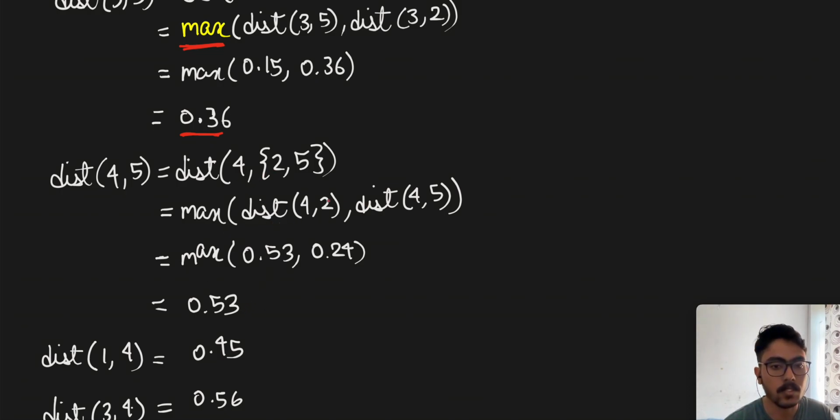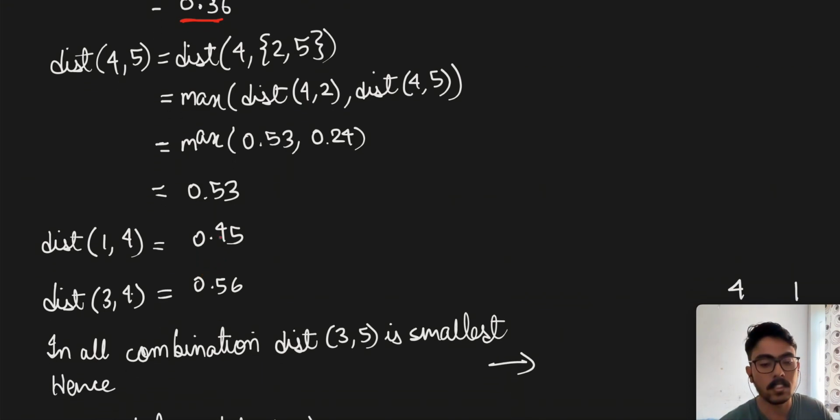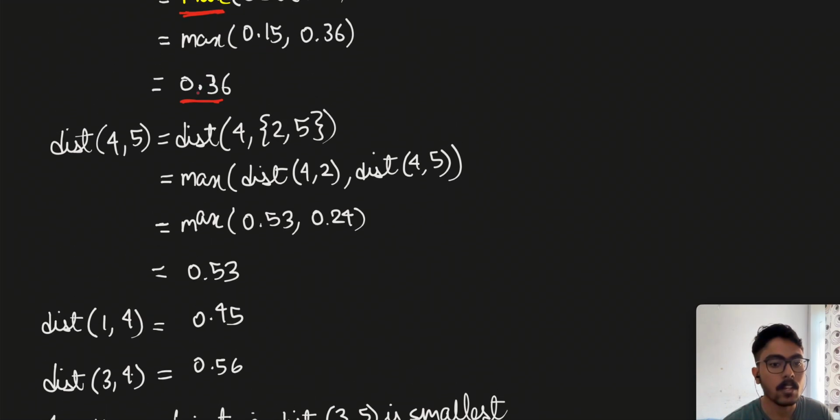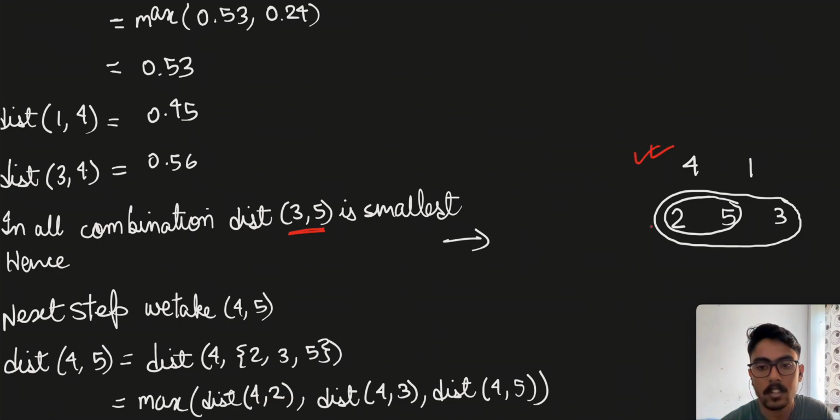Again distances we take, right? We can also check all the conditions, but it may take much time, so I have reduced it and used that scheme which I told you earlier. So distance 1 comma 4 is 0.45 and distance of 3 comma 4 is 0.56. In all the combination 3 comma 5 was the smallest. Why? Because its value is 0.36. So then we will have this cluster, right?